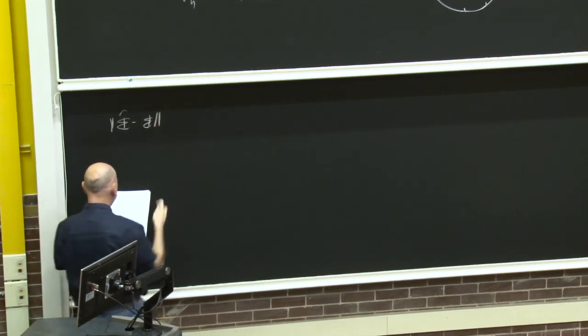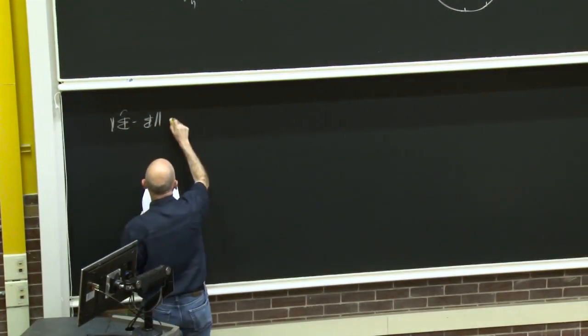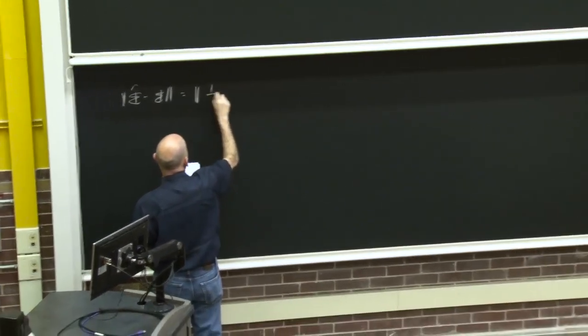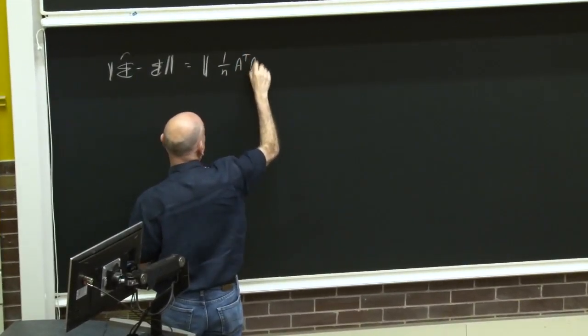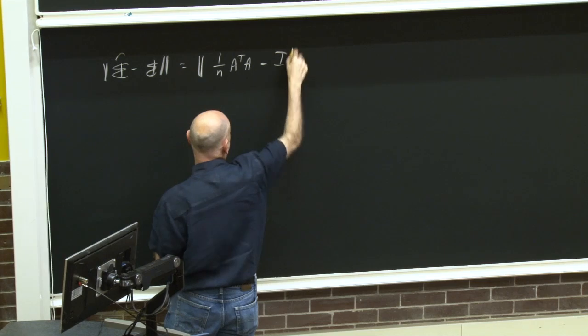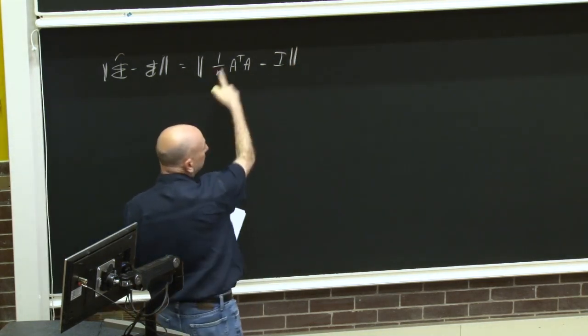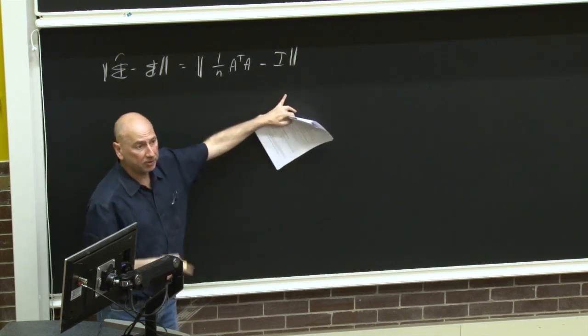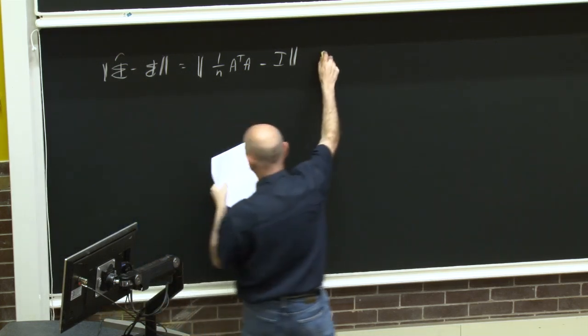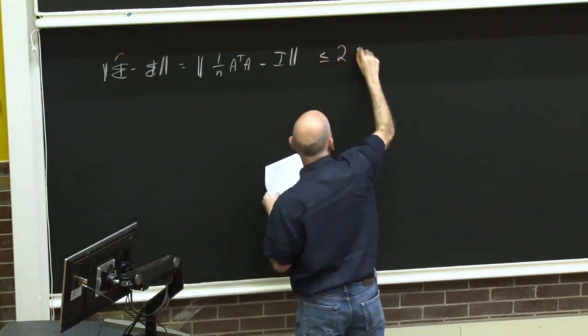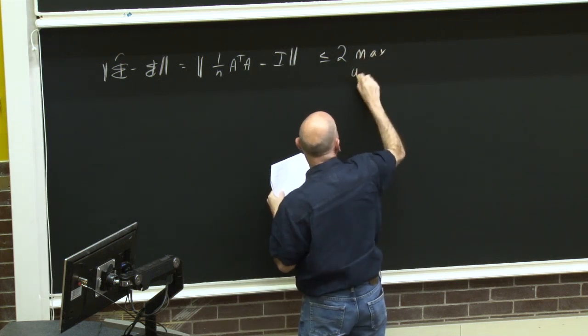The norm of sigma hat minus sigma, which is actually 1 over n A transpose A. Remember, the true sigma here is I. That's the sup. By definition, this is an operator norm. It's a sup over the sphere, but we just saw we can make that 2 times the max over this finite net.